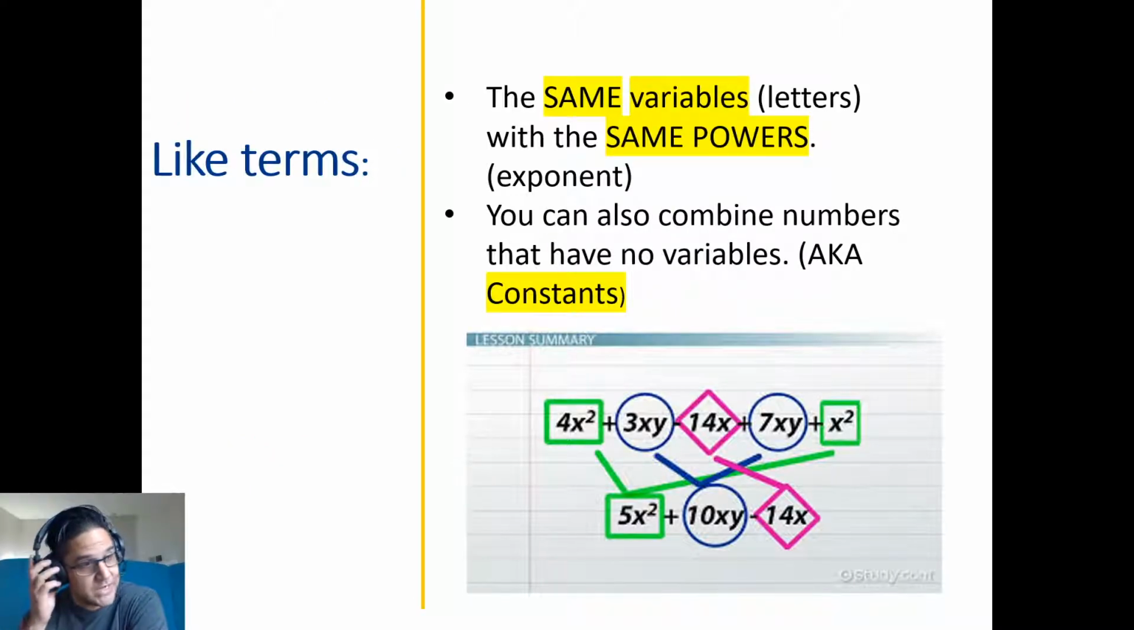So those like terms, not only do they have to have, again, the same variable, it has to have the same power or same exponent. So in other words, an x and an x squared are not like terms. Again, the constants, no variables, I can combine those.